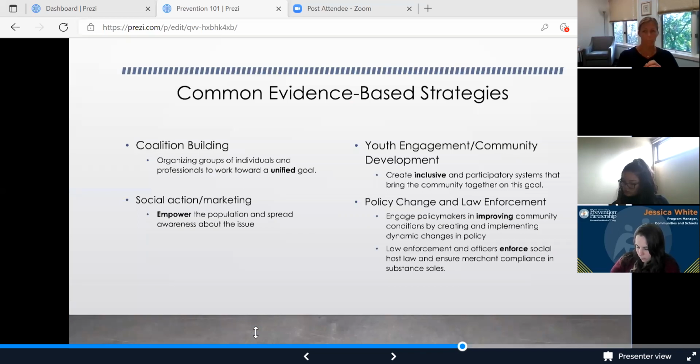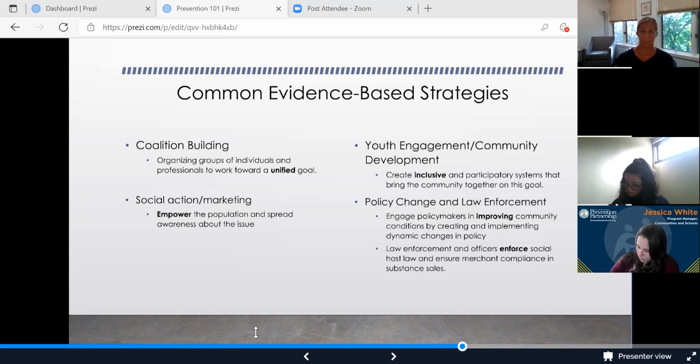So some common evidence-based strategies that we use are going to be coalition building. A lot of you may already be in coalitions and have worked in coalitions, and that's the organization of groups of people, professionals, in order to accomplish a unified goal. What is our goal? Well, in this particular case, it could be prevention, because that's what we're learning about right now. So our goal is to prevent substance use and to lower the instances of people misusing substances. That is what our goal is, and that's what we're working towards.